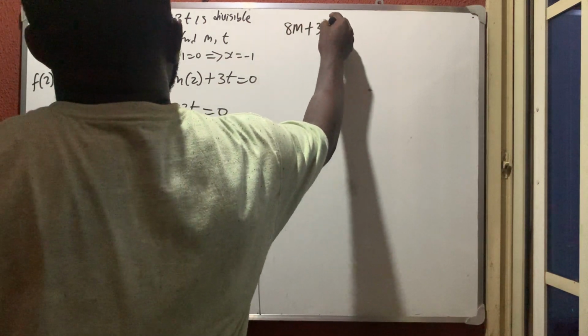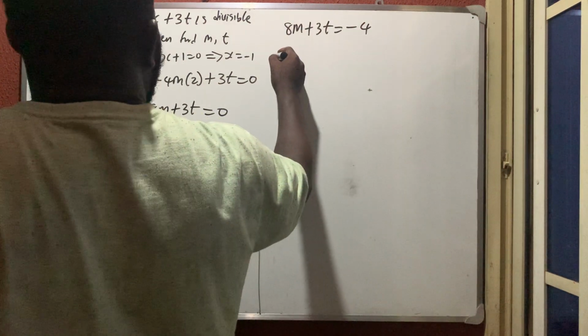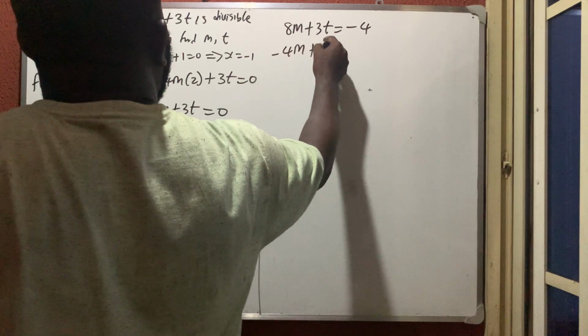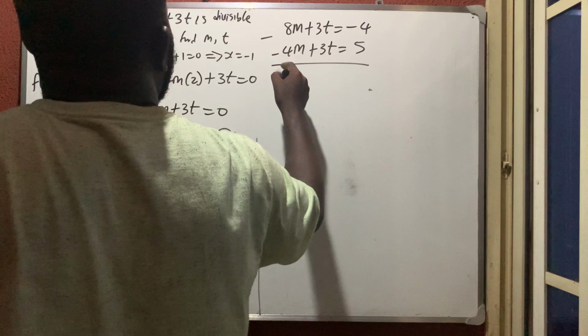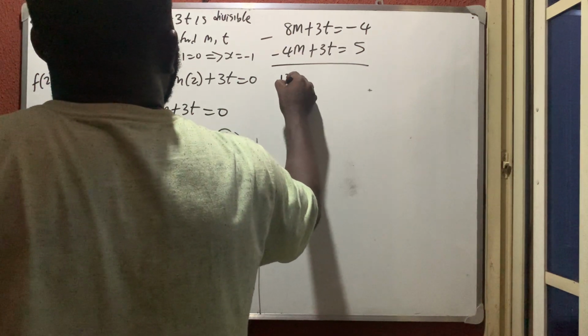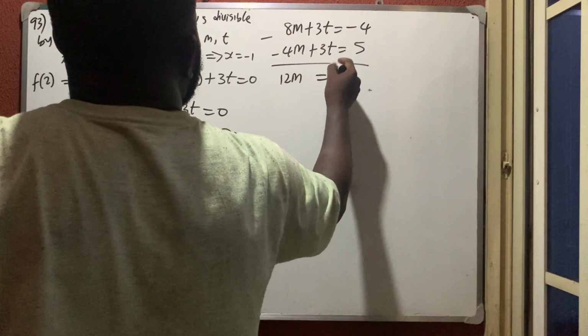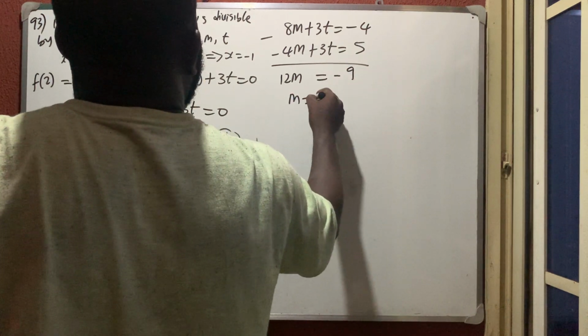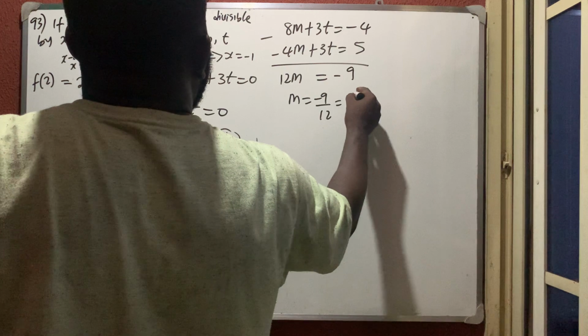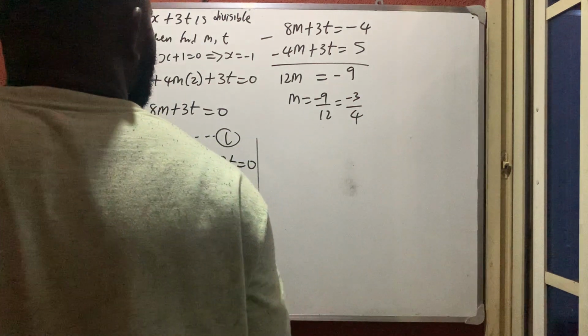So if you solve equation 1 and 2 simultaneously, we are going to have that 8m plus 3t is equal to minus 4, and minus 4m plus 3t is equal to 5. If you subtract, you are going to have 8 plus this is 12m, this and this is gone, is equal to minus 9. So m is equal to what? Minus 9 over 12, which is minus 3 over 4. Okay?